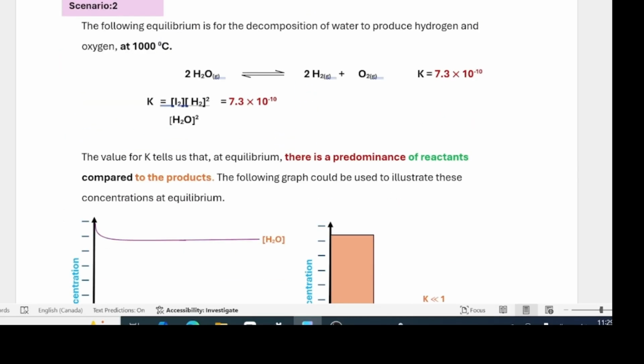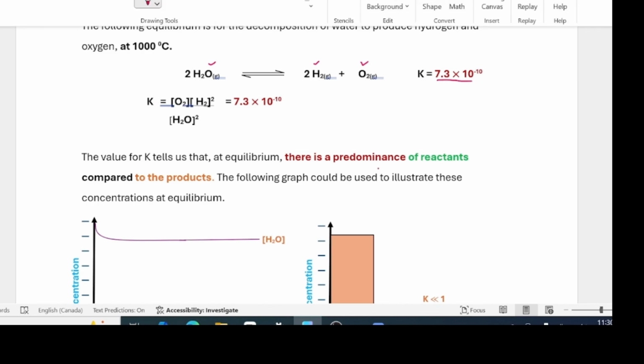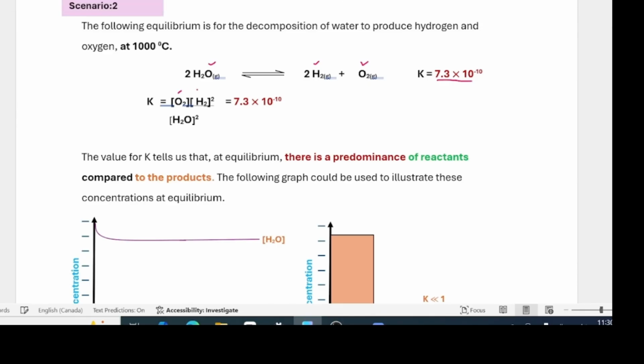Another example. This is for the decomposition of water at 1000 degrees Celsius to give you gaseous hydrogen and oxygen. Look what the K value is. Of course, it's 10 to the negative power. That means it's very low. Establishing the K expression for that, we're going to have concentration of oxygen times the concentration of hydrogen to the exponent 2 divided by the concentration of water vapor raised to the exponent 2. And that turns out to be that.